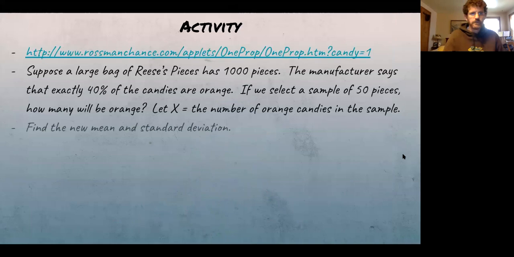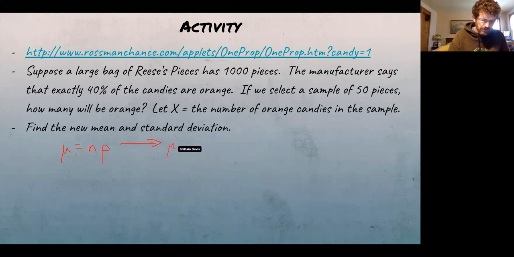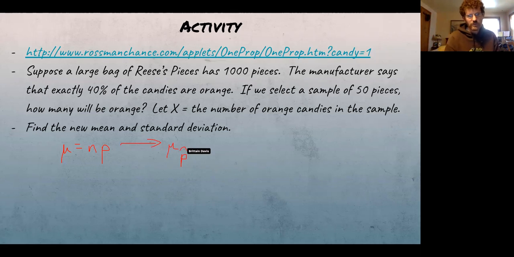We're going to find the new mean and standard deviation. So we need to think about what we just did. We just took the mean from before, which had this formula, n times p, and then to get the new one, I'm going to call this the mean of our sampling distribution of proportions.